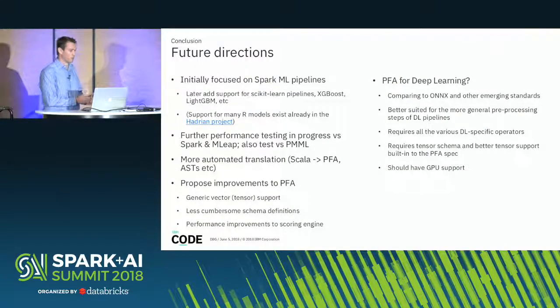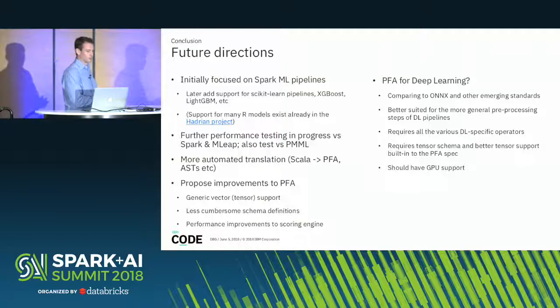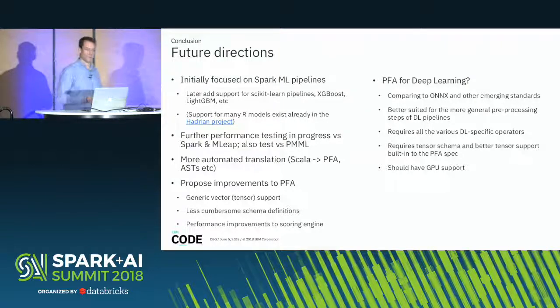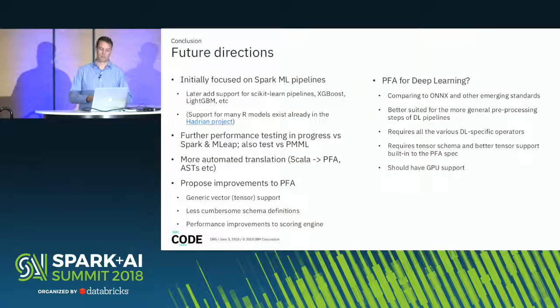Some of the things we want to work on in the future are moving beyond Spark ML pipelines and looking at other libraries, starting with scikit-learn, XGBoost, LightGBM. Further performance testing, and looking at more automation and magic to translate from Scala to PFA.